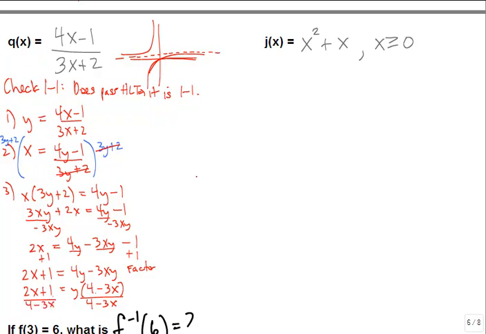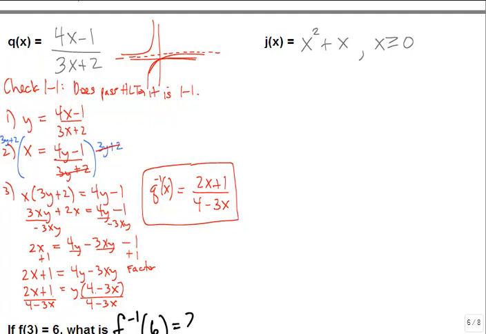So we end up with 2x plus 1 on the top, 4 minus 3x on the bottom, and that was what y was equal to, and I'm going to replace that y with my function notation, so this becomes q inverse of x. And there's our inverse function. So that one was just a little bit messy with the algebra.